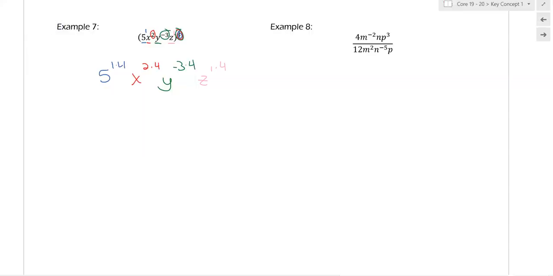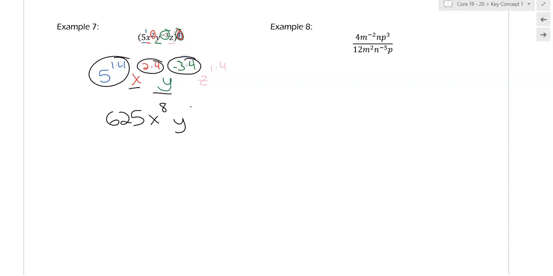So now, simplifying in the next step. This has no variables in it. So 5 to the 1 times 4 is 625. Again, I'd expect you to use a calculator, but save some time. And then X is a variable, can't do anything. 2 times 4 is 8. Y is a variable. Can type this in and we get negative 12. Z is a variable, so we type this in. And 1 times 4 is 4.